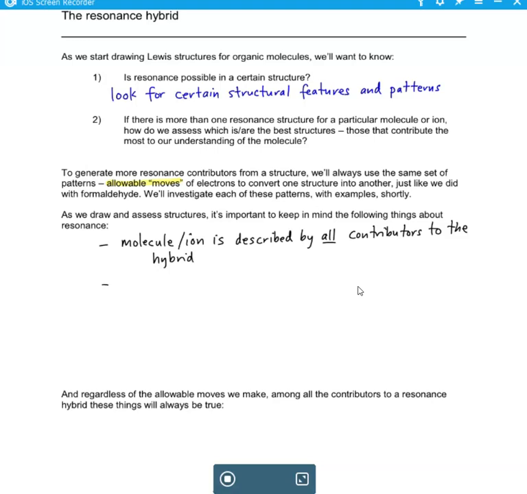And again, because this bears repeating, the contributors are not interconverting. So a molecule or an ion doesn't exist part of the time as one of its resonance contributors, and the other part of the time as another one, and still another part of the time as a third one, and so on. They're not turning back and forth into each other. They're not interconverting. They all exist simultaneously. It's just that some of them are better descriptions of the molecule than others.